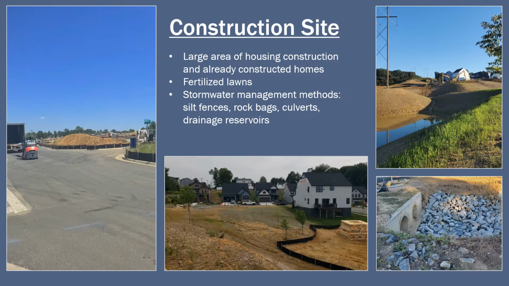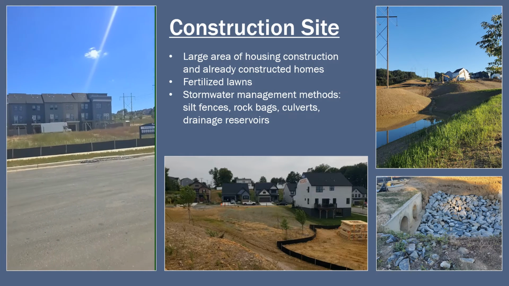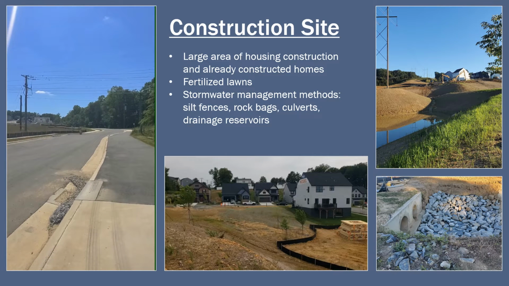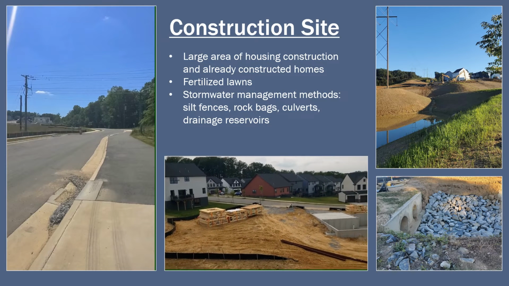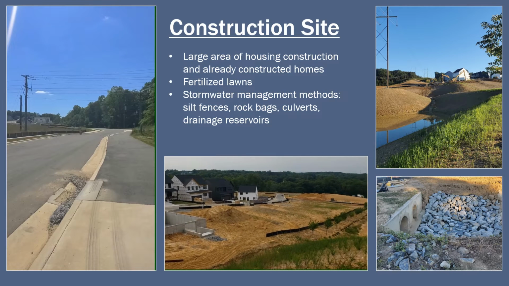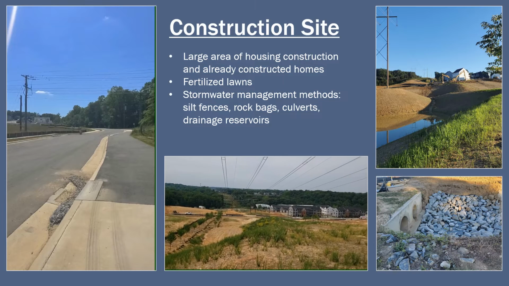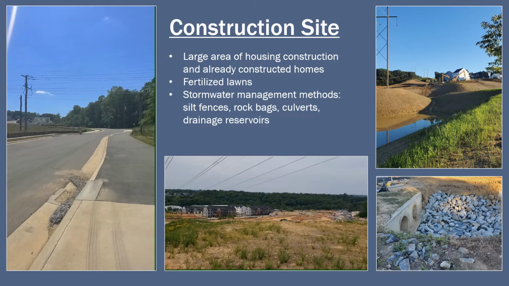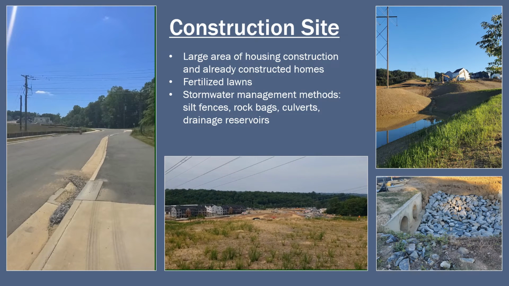There was a large construction site close to the stream that was upstream from Site B and downstream from Site A. It was a large area of housing construction and already constructed homes. It had some fertilized lawns, and there were some stormwater management methods in place to prevent it from having an impact on the stream, like silt fencing, rock bags, culverts, and drainage reservoirs. On the left-hand side of the video right now is about where Site A is, and on the right-hand side is about where Site B is. So they were very close, but Site B was still downstream from this area of construction.